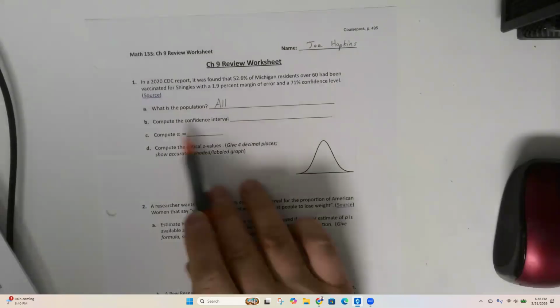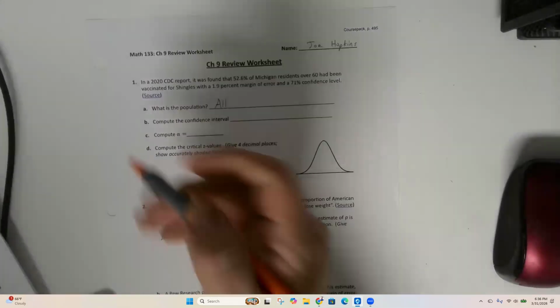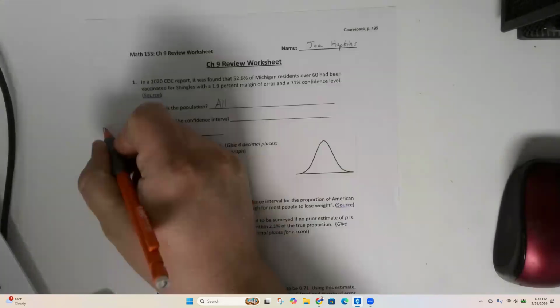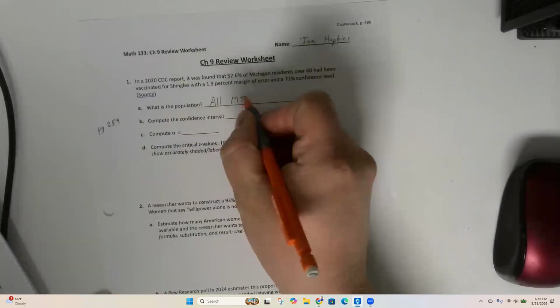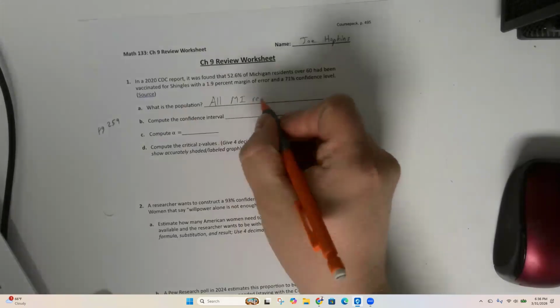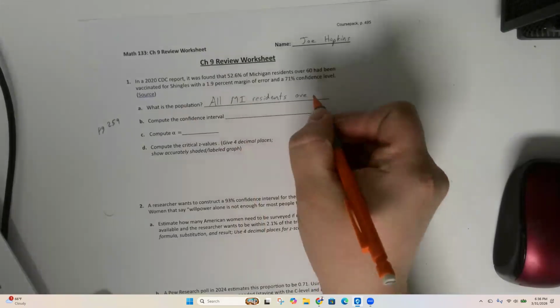And then to compute the confidence interval, that's on page 259. So Nathan's got it. What is the population? It's all Michigan residents over 60.